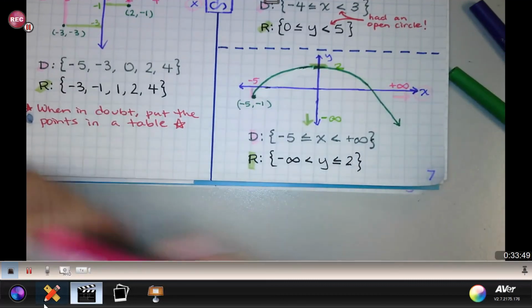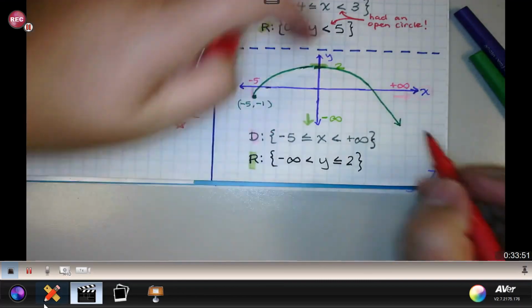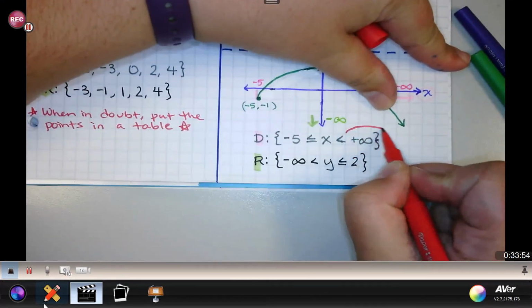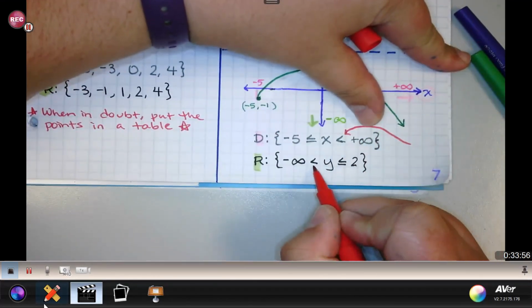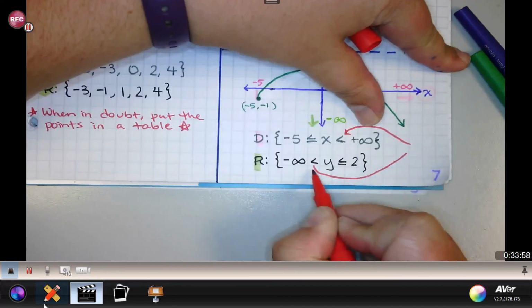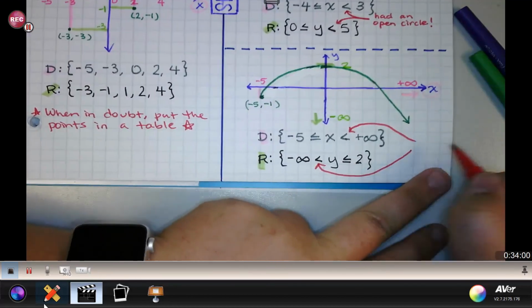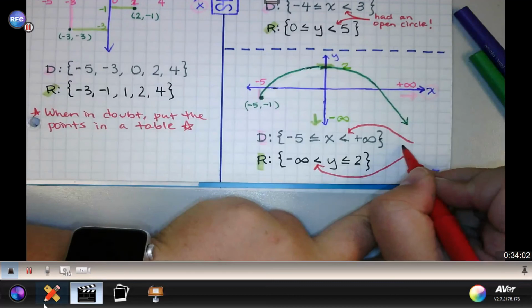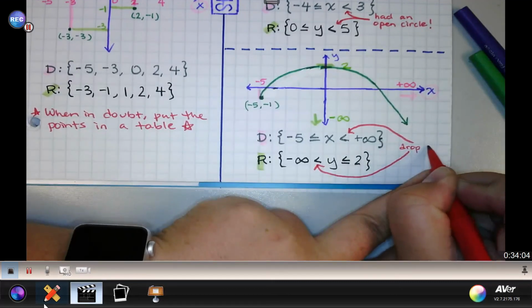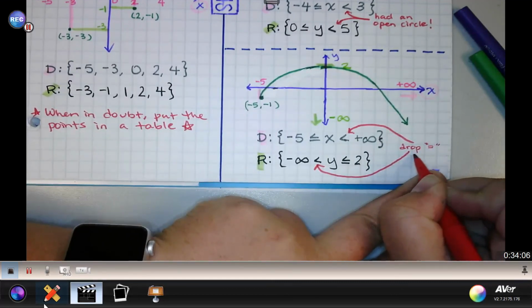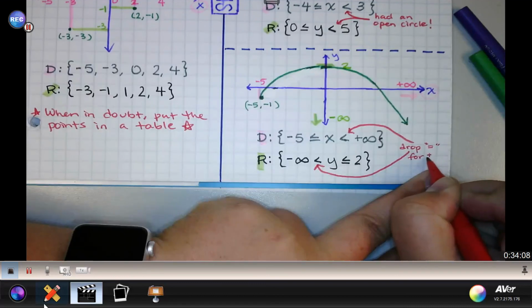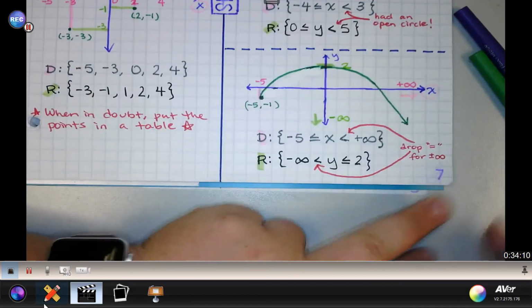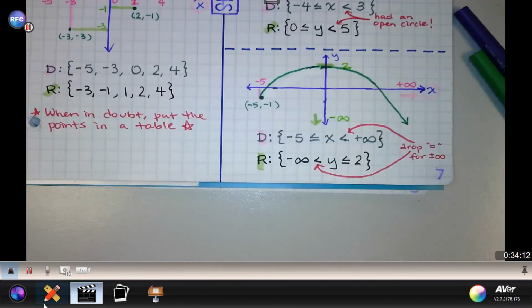Okay? And one more time, I'm going to give myself a little note that we drop equals to for plus or minus infinity. Okay? And there you have it.